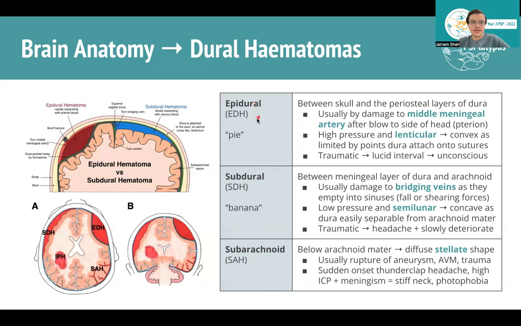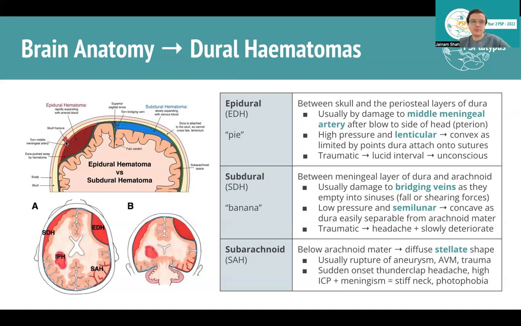So with an epidural hematoma, as the name suggests, epidural, so above the dural layer, it's between the skull and the periosteal layer of dura. The main reason why you get an epidural hematoma is because you have damage to the MMA, the middle meningeal artery, usually after getting a blow to the side of the head. So as you can see on this side here, you've got some sort of fracture of the skull. You get the middle meningeal artery getting torn, and therefore blood can then enter into this space. Now, the classic region where you get MMA damage is at the pterion.